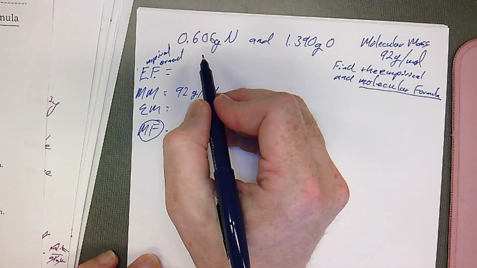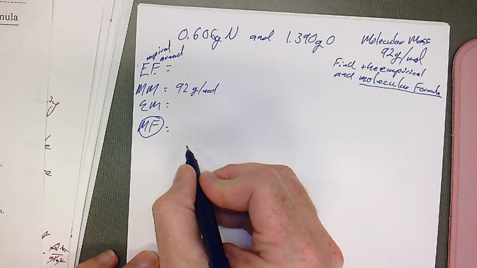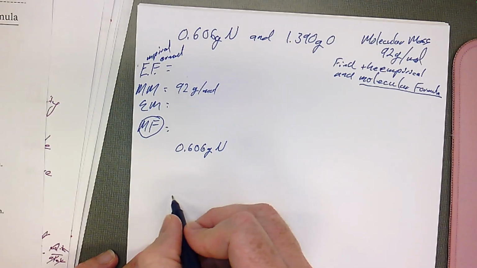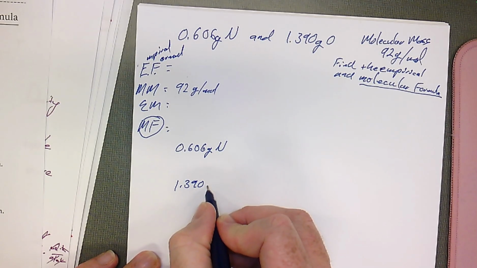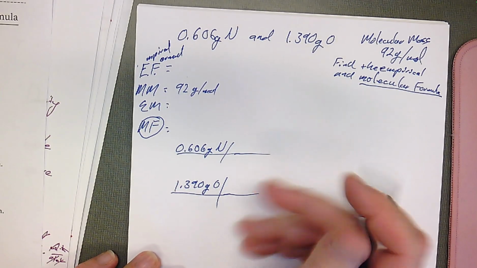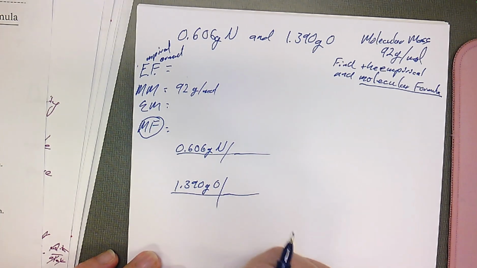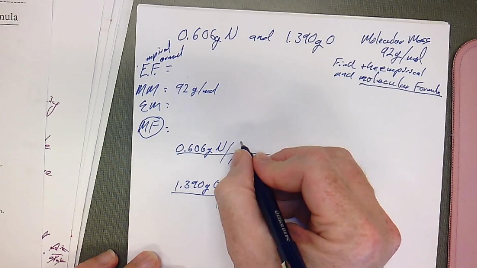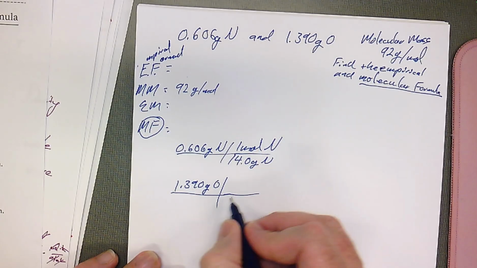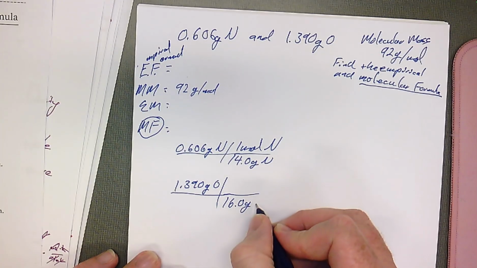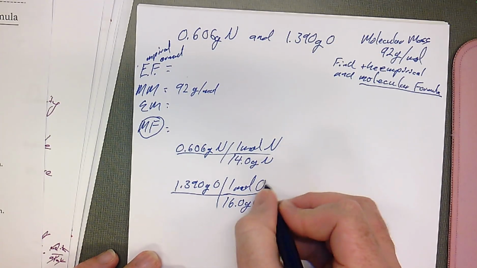Now, this time they didn't give us percentages, they just gave us grams. So we start with that, 0.606 grams of nitrogen and 1.390 grams of O. We have to convert it to what first to get our empirical formula? Moles. So if I have grams of nitrogen here, where's it go in the next step? Bottom of periodic table, it's 14 grams of N is 1 mole of N. And what's the mass for oxygen? 16, good. 16 grams of O is 1 mole of O.